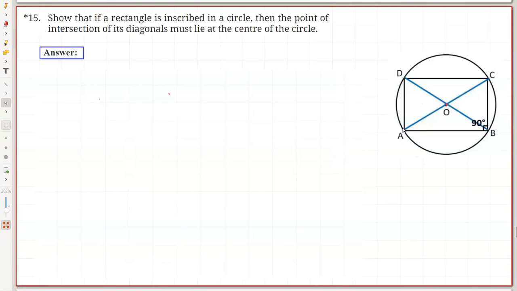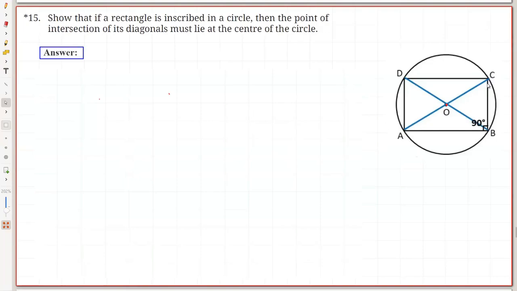So here you have to join the diagonals. Join AC and BD. Here AC and BD are diagonals. Next, the point of intersection of the diagonals must lie at the center of the circle. So we have to prove it. Here we are using the property of a rectangle. In a rectangle, diagonals are equal and bisect each other.